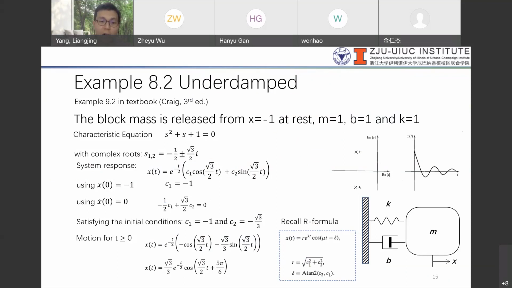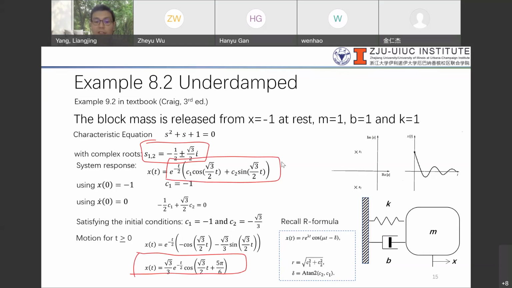And because of that, your complex root is going to involve imaginary numbers. Of course, it's a complex root, or rather a pair of conjugate complex roots. So your system response will have this form where you have your cosine and sine. And now you do the same thing, substitute the initial displacement -1, initial velocity 0, and you solve for C1, C2. You will have this solution here.